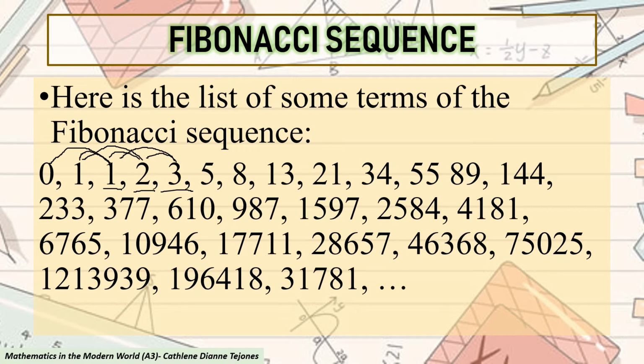We also have 5. We added the 2 numbers before it. 2 plus 3, 5. 3 plus 5, 8. 5 plus 8, 13. That's how it goes.